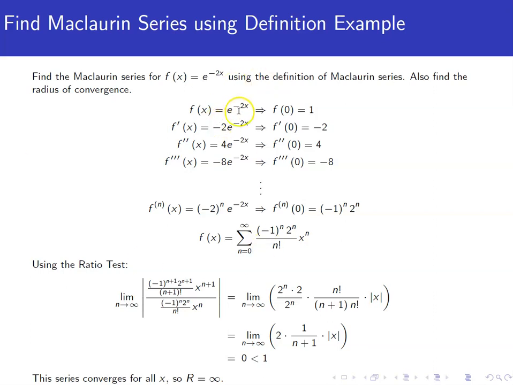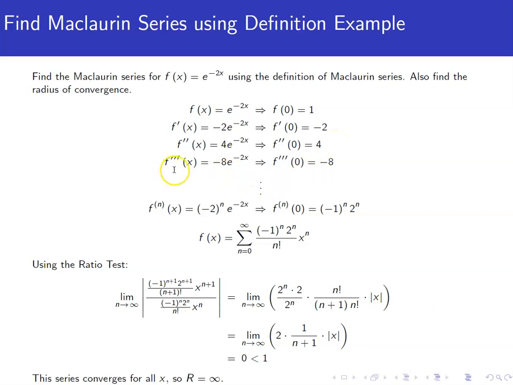So the function is e to the negative 2x. When we put in 0 for x, we get 1. The derivative of the function is negative 2 e to the negative 2x. Put in 0, we get negative 2. Let's do a couple more, to make sure we have the pattern. Take the second derivative, we get a positive 4 e to the negative 2x. Again, put in 0 for x, we get 4.